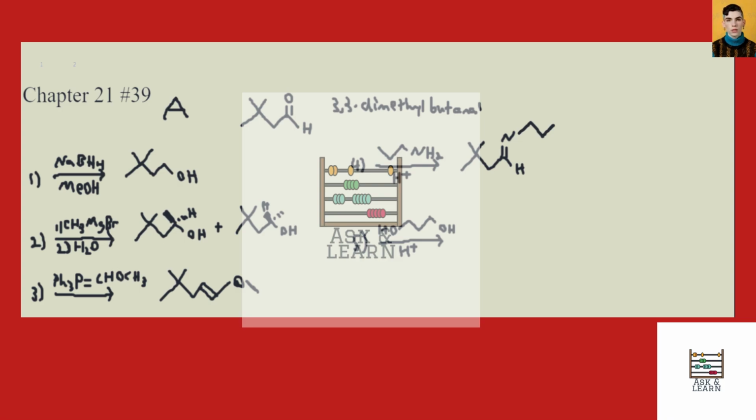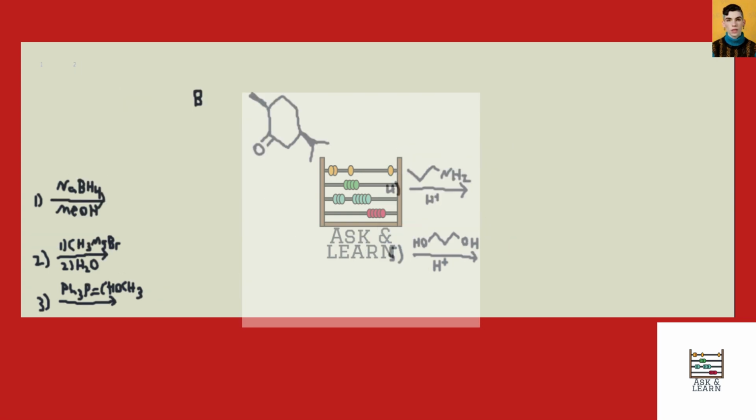All right. So then for part 5, we are going to form the acetal. And so that is going to look like this. Okay, and so that's everything to do with molecule A. Molecule B here on the next page.